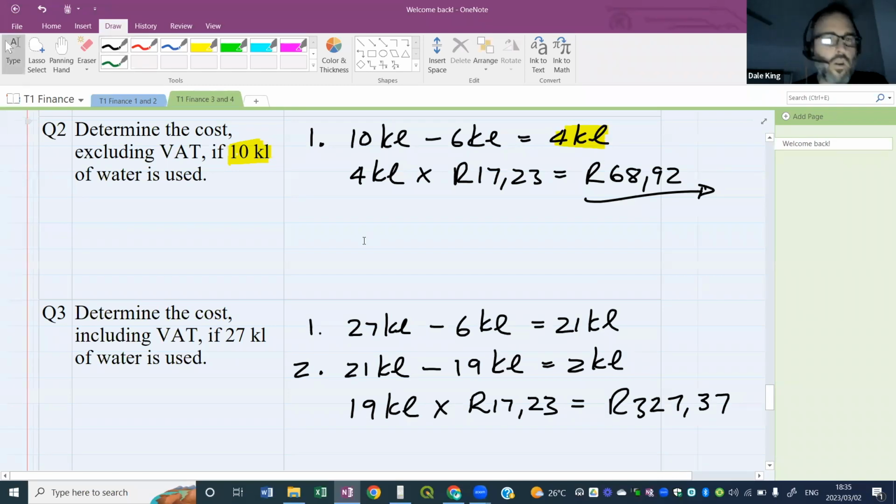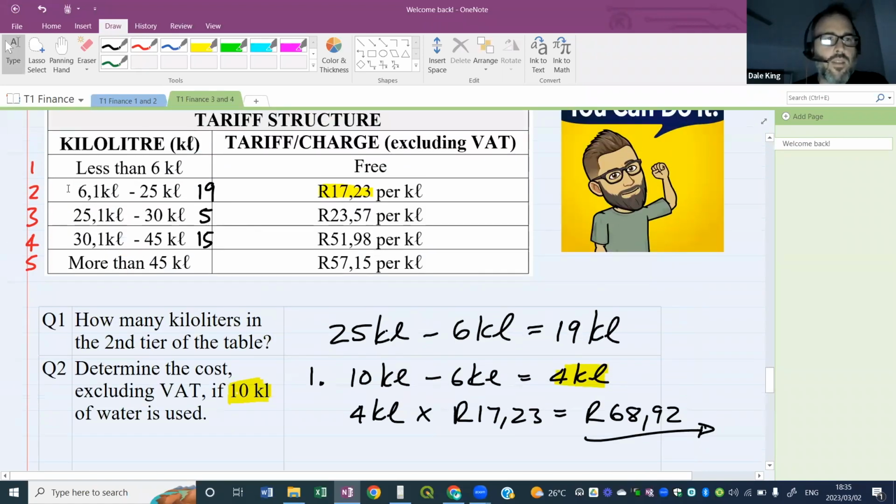Now, those 2 are not going to be charged at the second interval's rate of 17 Rand 23 because we've moved into a new tier. We had altogether 27 kiloliters. Okay, the first 6 were free. The next 19 were charged at 17 Rand 23, and we've still got 2 left. So the next 2, which are above 25 and into the 30 bracket, those must be charged at 23 Rand 57. Okay, so we've got so much water now that we've moved into the third tier of the tariff table.